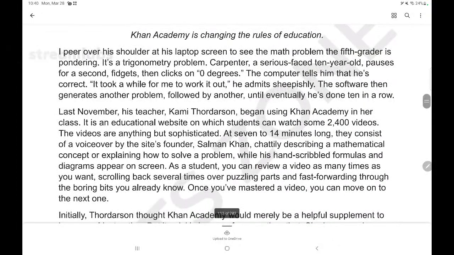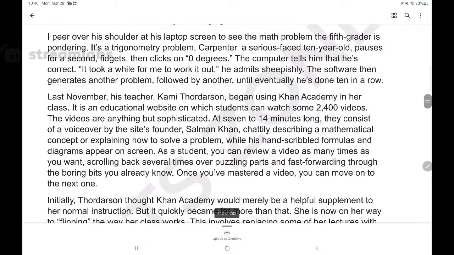Where did they mention what the student did in the first try at the math? Does the first paragraph say anything about math? So I peer over his shoulder at his laptop to see the math problem. The fifth grader is pondering. It's a trigonometry problem. The 10-year-old pauses for a second, fidgets, and clicks on 0 degrees. The computer tells him that he is correct. It took a while for me to work it out, he admits sheepishly. Sheepishly means with embarrassment. So I think we have this answer now. The software then generates another problem.